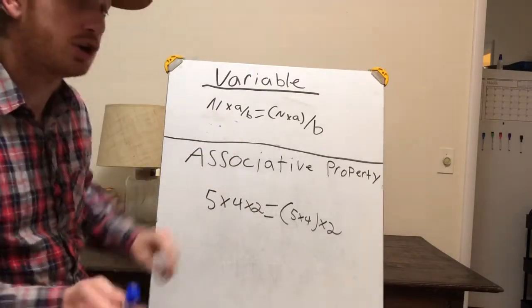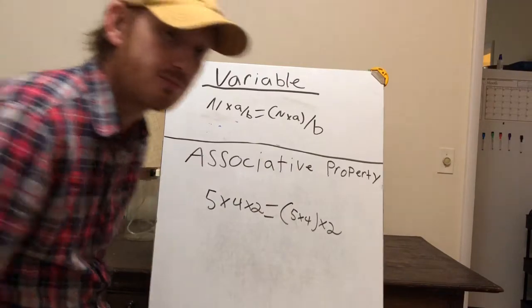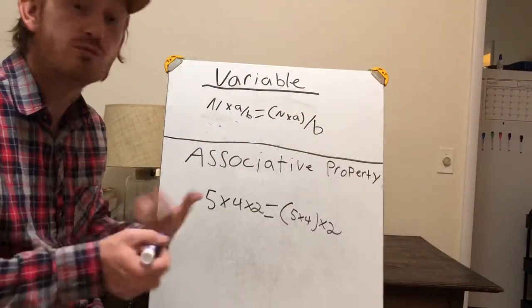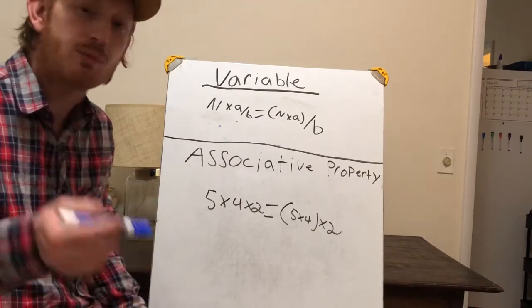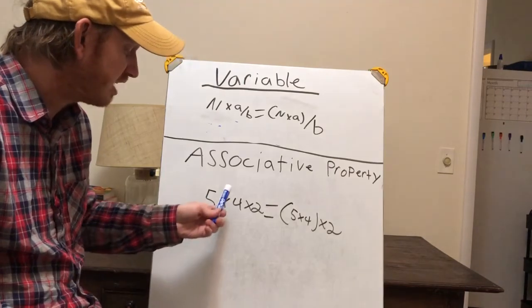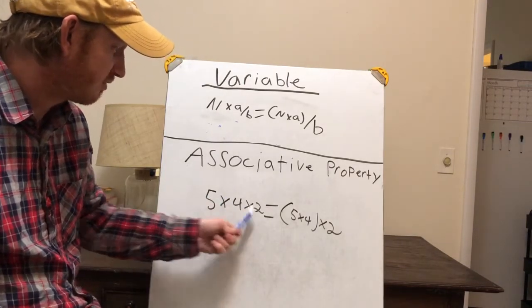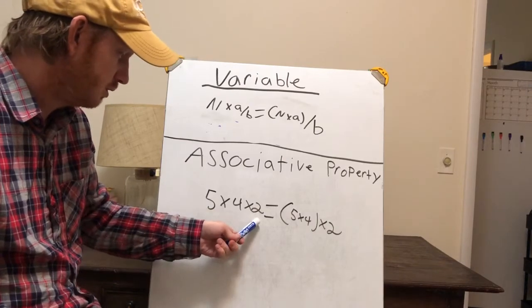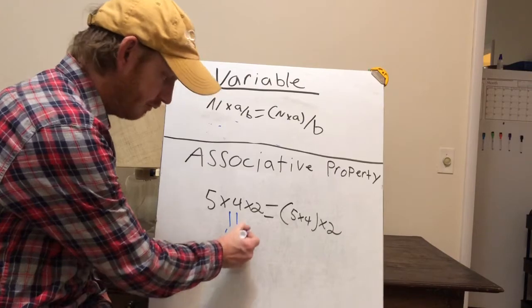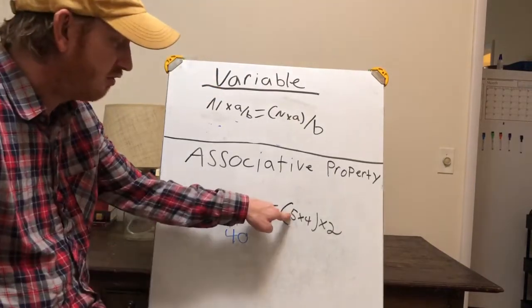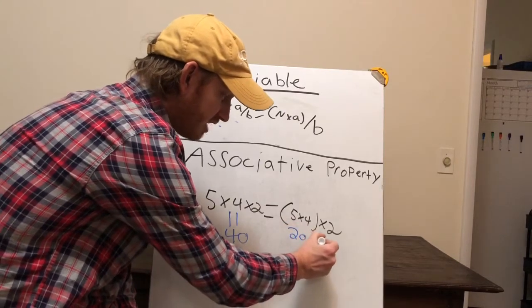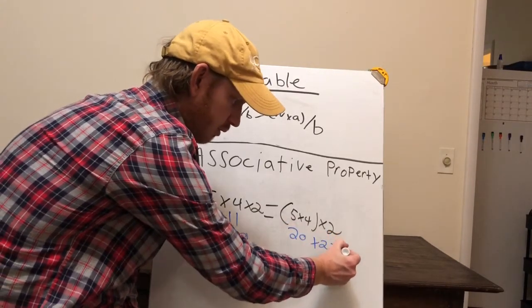The second thing that we're going to go over is the associative property. The associative property means that no matter how you move multiplication around, you're going to come out with the same answer. The example that I have right here is 5 times 4 times 2. 5 times 4 times 2 is equal to 40. But it can also be written 5 times 4, which is 20, times 2, which is 40.